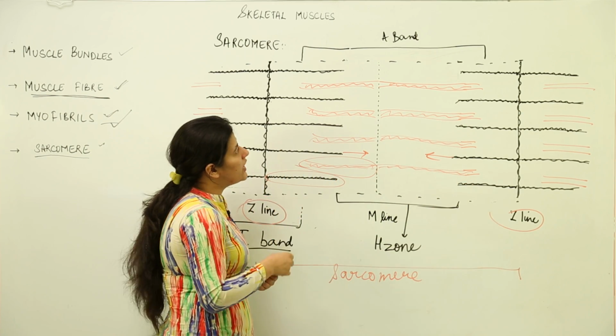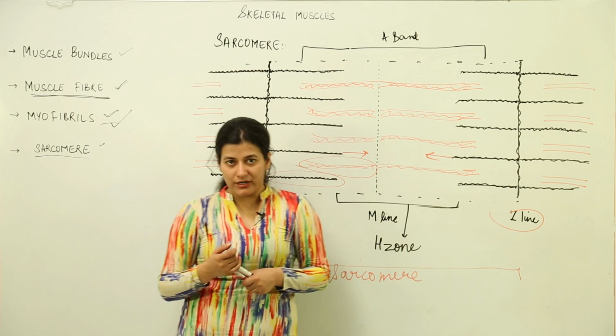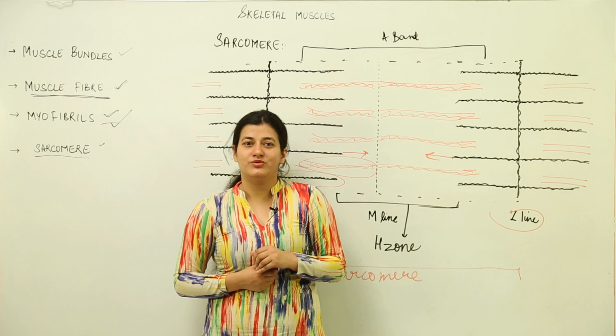So this is all about the sarcomere. We are going to understand it in a better way when we understand the sliding filament theory. For that you need to see the next lesson.